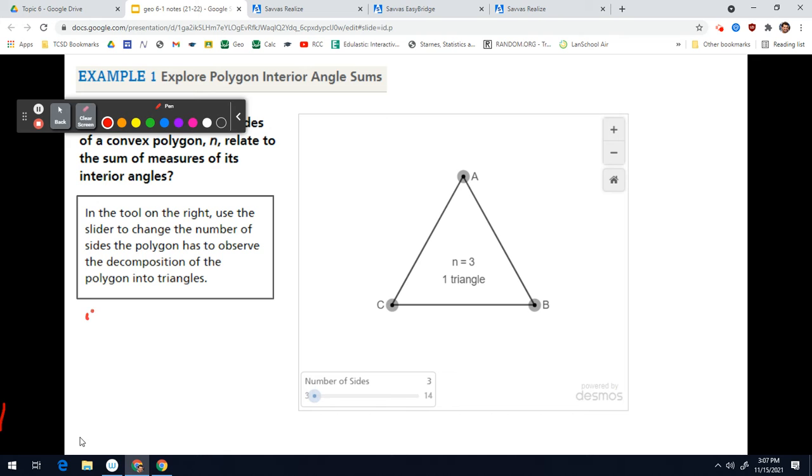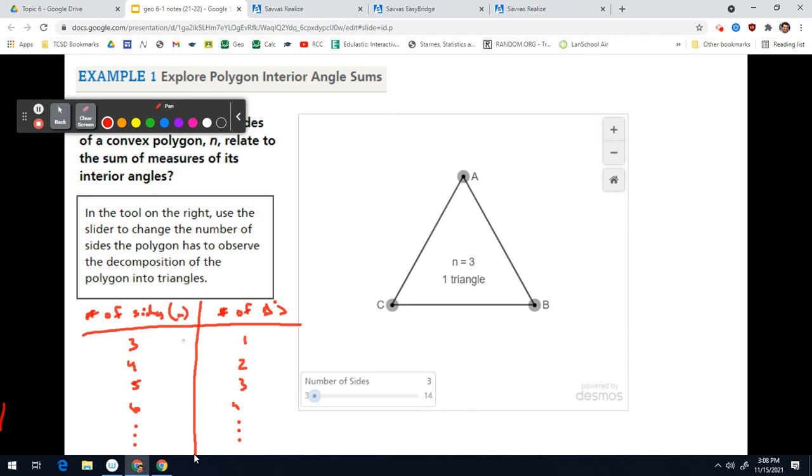Okay. So I have the number of sides of my polygon, which is the letter n, compared to the number of triangles I can break my polygon into. When I had 3 sides, there was only 1 triangle. When I had 4 sides, there were 2 triangles. When I had 5 sides, there were 3 triangles. When I had 6 sides, there were 4 triangles, and so on. You can see that if we subtract 2 from the number of sides, we get the number of triangles you can break this figure into using all the diagonals from one vertex.